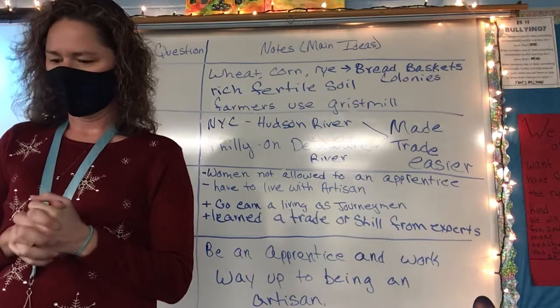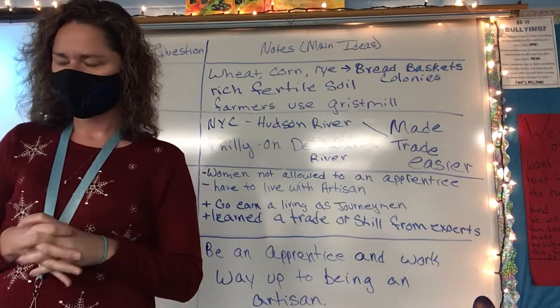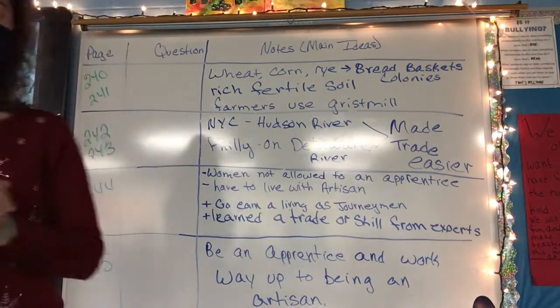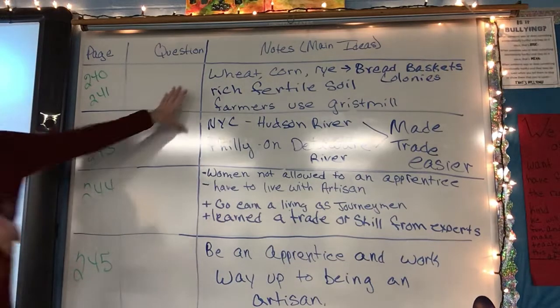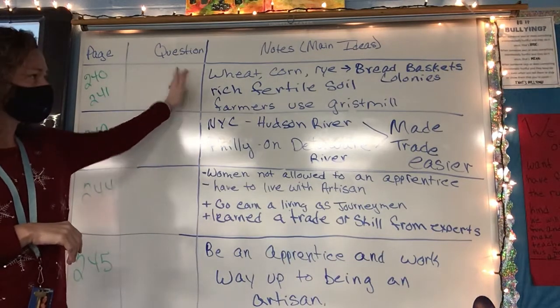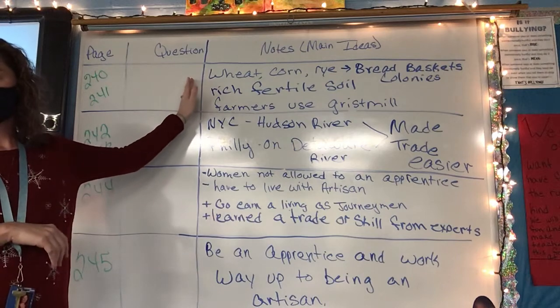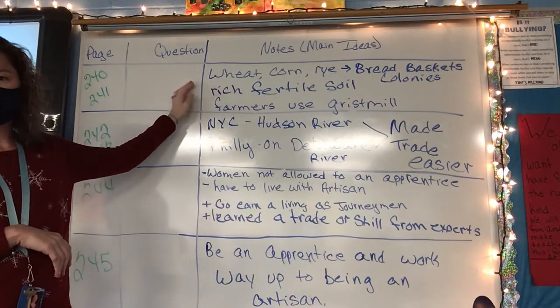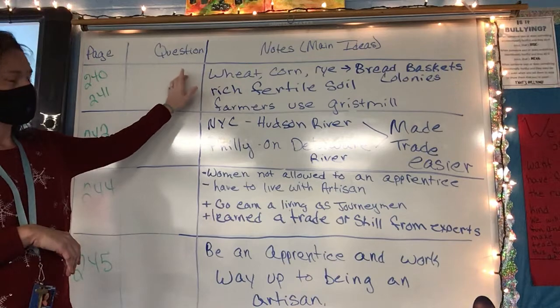Nick? They should gain like the wheat, corn, and rye. Okay, farming, right? Farming would attract them. Farming was easier here. Okay, that fertile soil helped. It wasn't set up like New England. So a lot of them would come to farm.